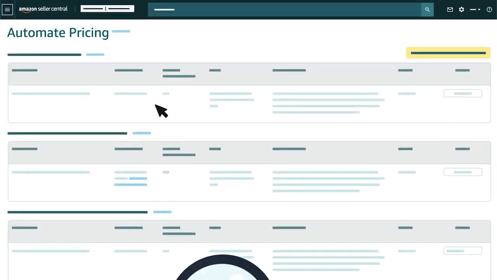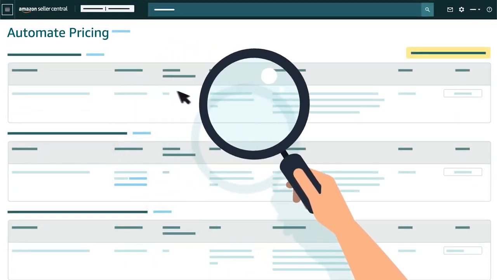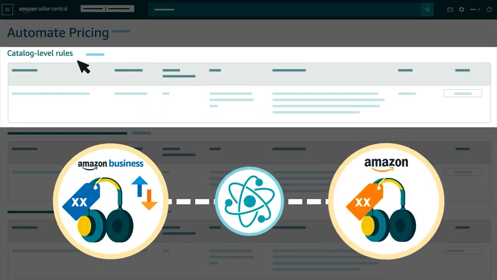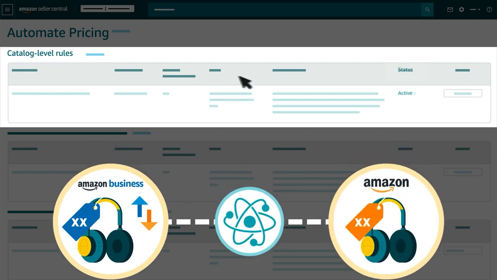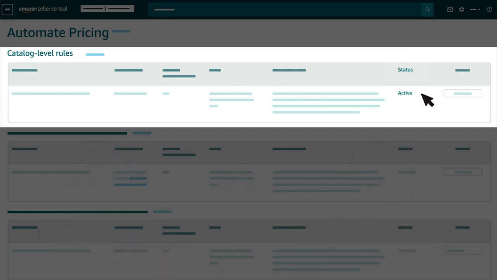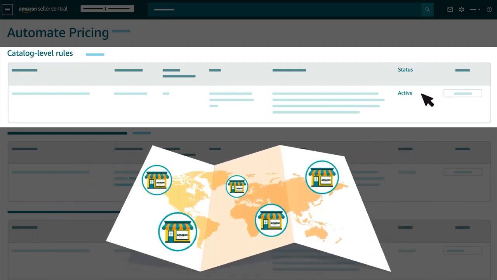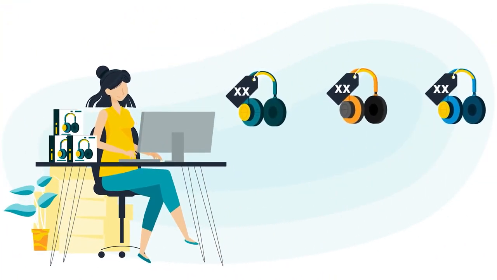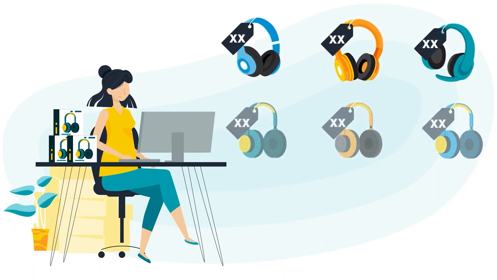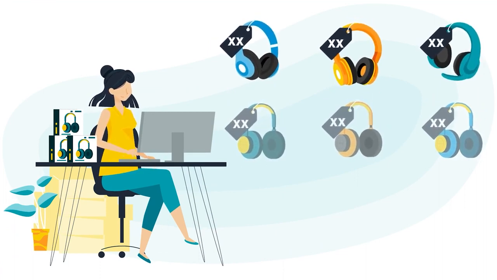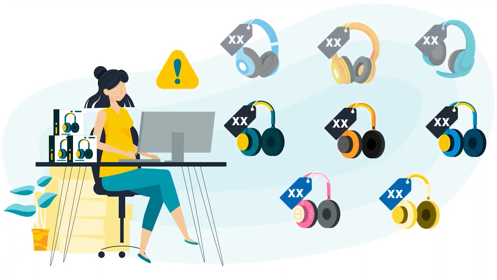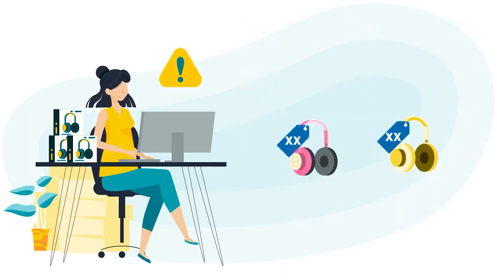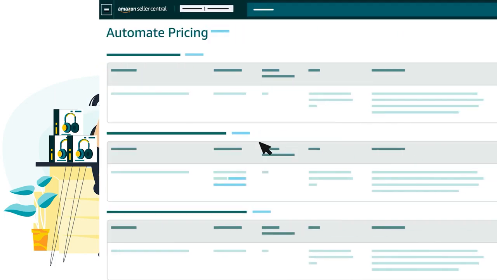The page is organized by the different types of rules you can create. Catalog-level rules set your business price dynamically relative to your product's standard price. When active, Automate Pricing will apply the rule to all your products in each of the stores you sell in. The rule will also apply to any new SKUs you add to your product catalog after the rule is activated. But we won't reprice SKUs that you've already assigned to other pricing rules like business-only offers or business pricing rules.